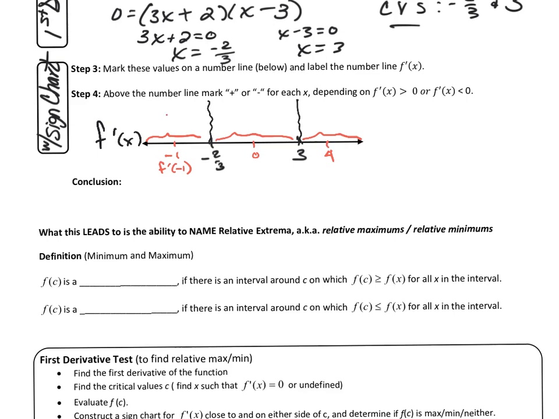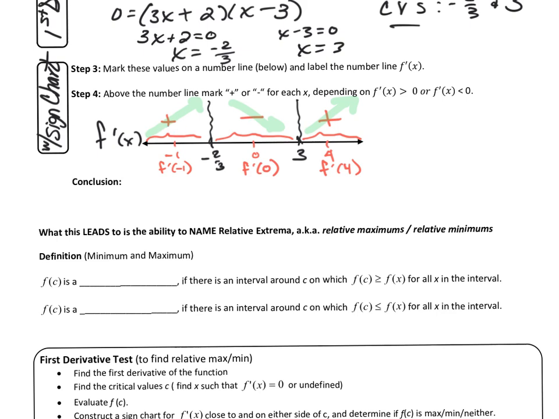When you do that, you find a positive number. F prime of 0, substitute the 0 into the derivative, you get a negative number. Substitute the 4 into the first derivative, and you get a positive number. So what this is saying is that this function is increasing here, decreasing here, and increasing here. That's what the first derivative test gives us. And this is the sign chart we need to show our work. And let's go ahead and give our conclusion.